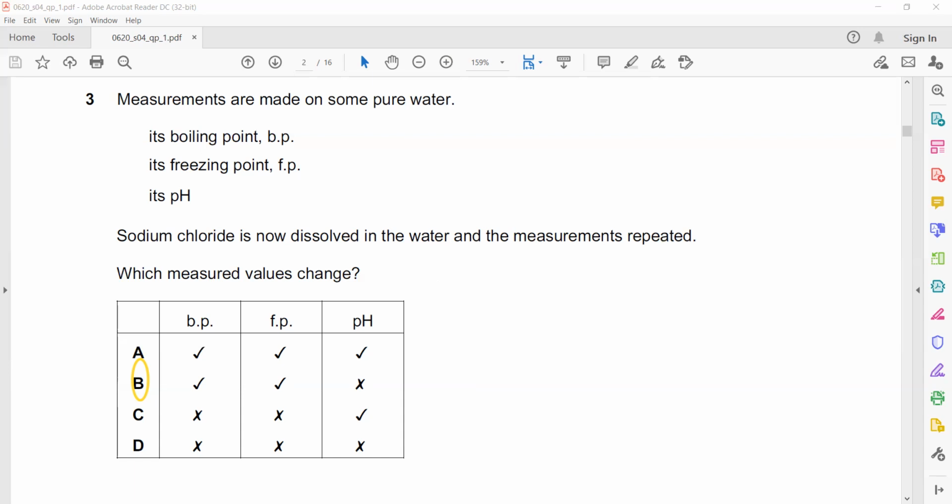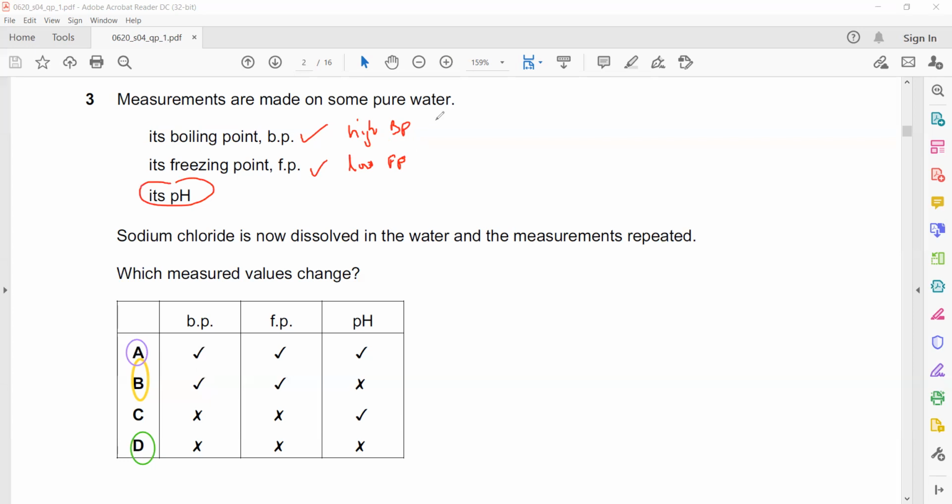But when we add a salt, salt is like an impurity to the water. So will it affect the boiling point or freezing point? When we add impurity, is there an effect on the freezing or the boiling point? Yes, there will be an effect on the freezing point. Because when the water is impure, it will have a higher boiling point. It will affect the boiling point, and it will also affect the freezing point. It will lower the freezing point.